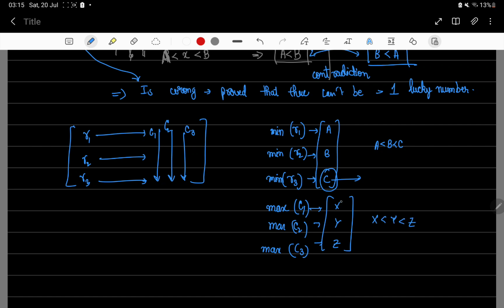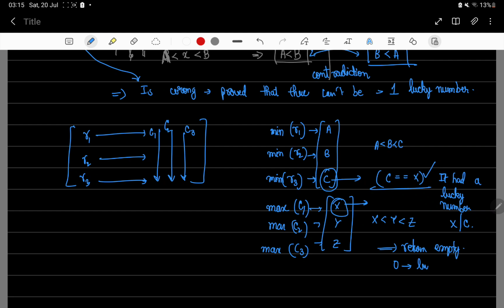They took the least of it, which was X over here, and now they compared whether C was equal to X or not. And if this was equal, then they said that it had a lucky number, which was either X or C, because they both are the same. Or else they returned an empty vector, like we do not have any lucky numbers, right?